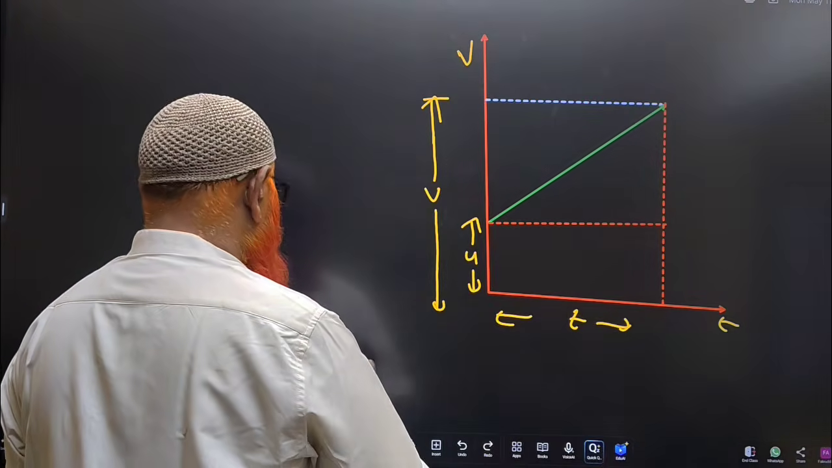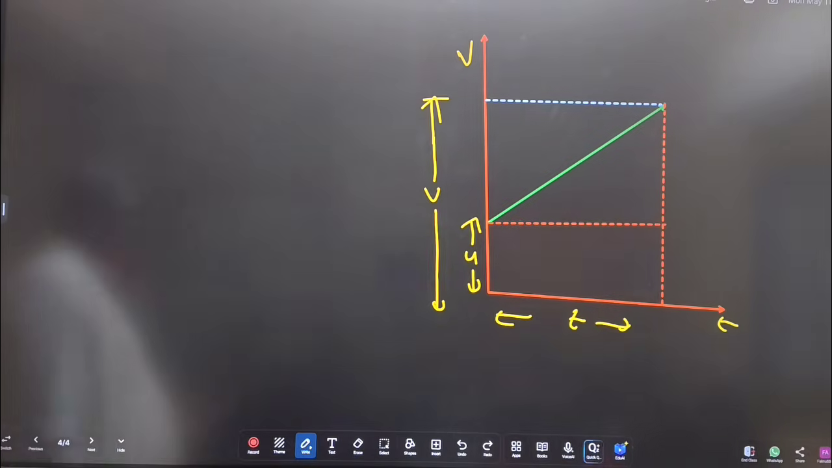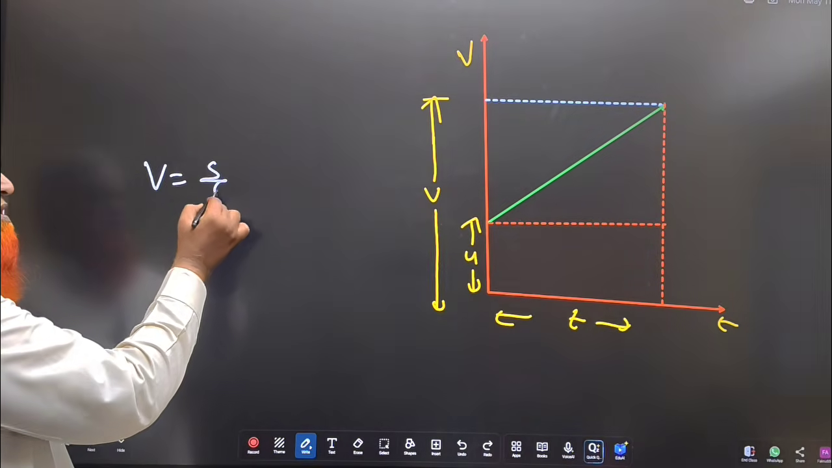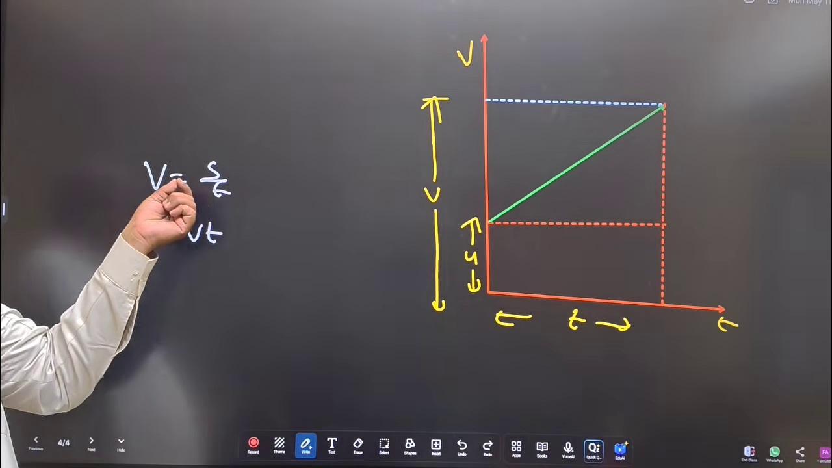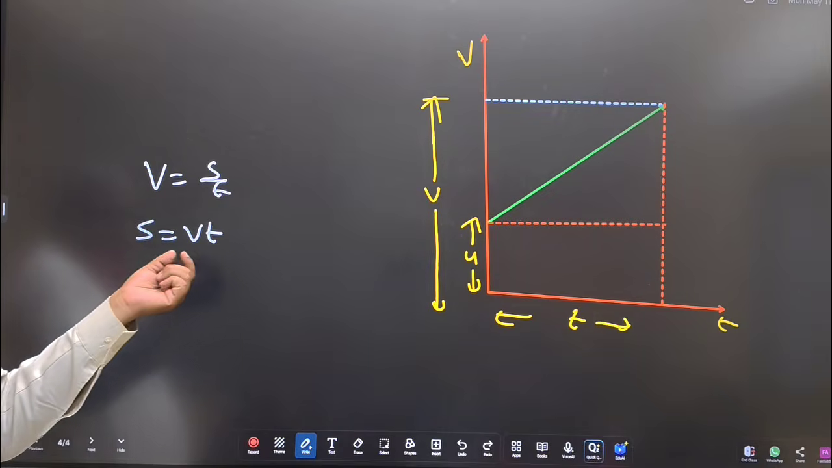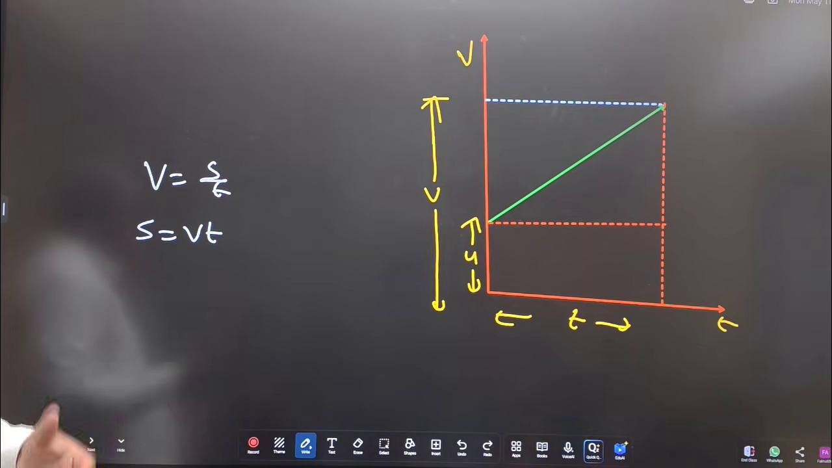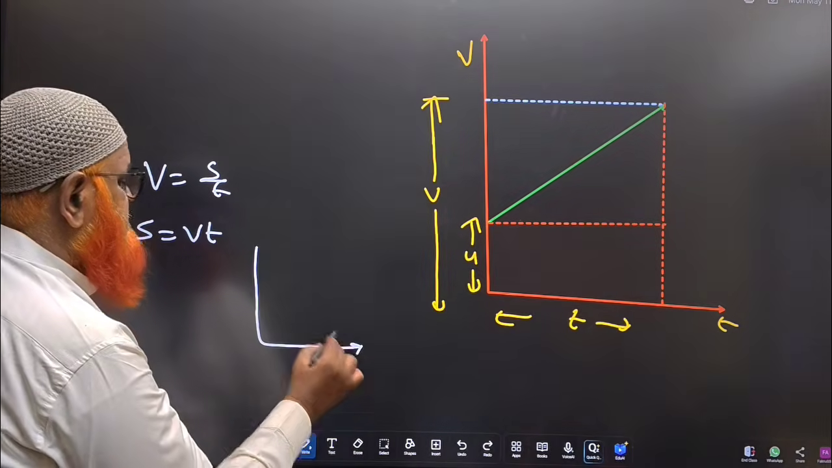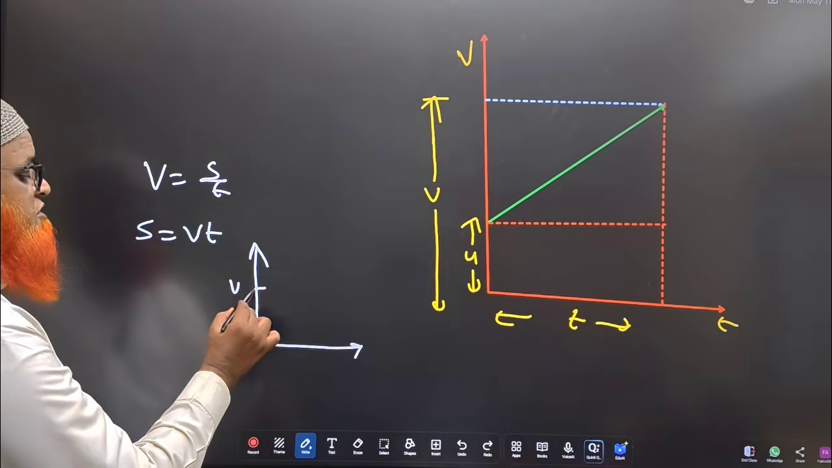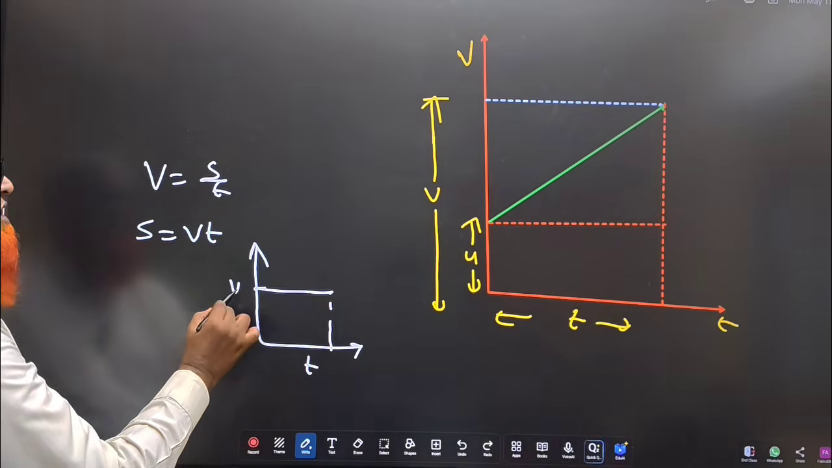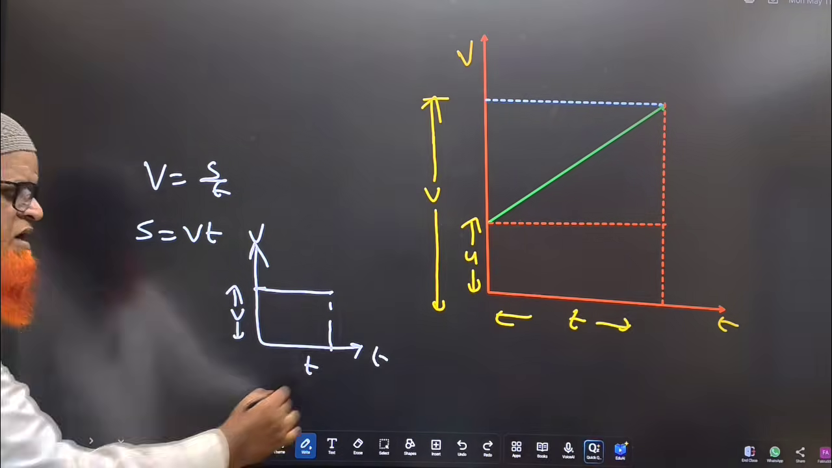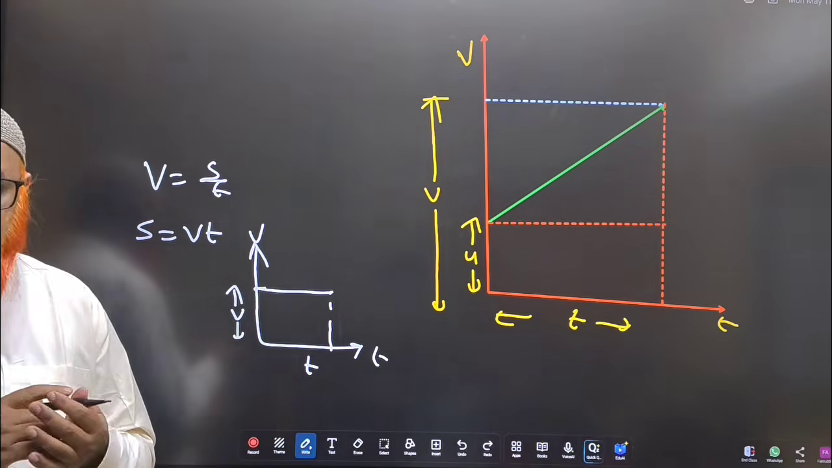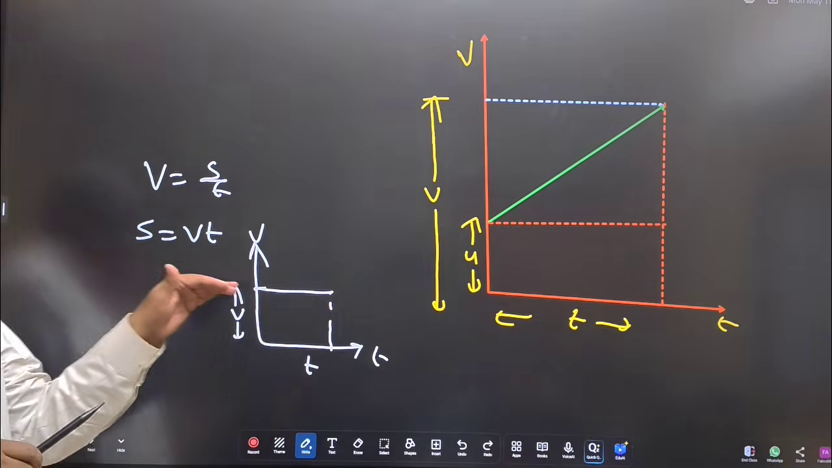Now what we need to do to find out the displacement, let's see. In common sense, if velocity is nothing but displacement by time, then displacement is nothing but velocity into time. In terms of graph, if I want to represent it, this is a straight line velocity time graph, where this graph represents a constant velocity. It's moving with a constant velocity.